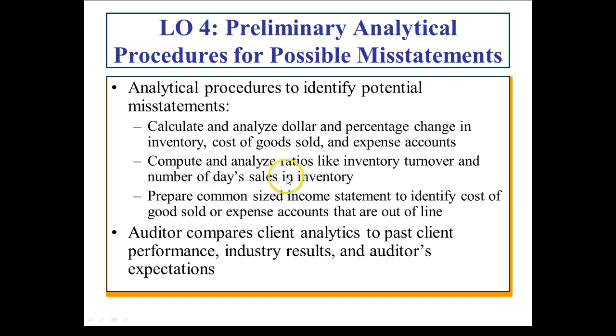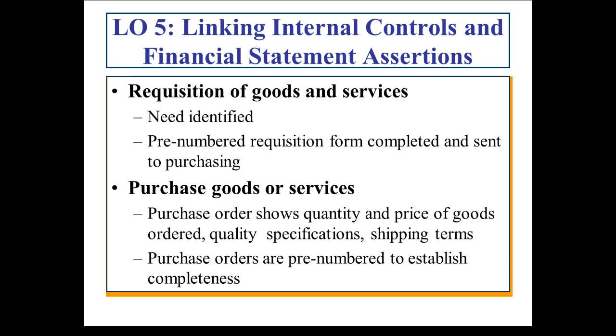We can prepare these common-sized income statements to identify cost of goods sold or expense accounts that are out of line. So these common-sized income statements, we can show relationships of various expenses to the overall expenses or expenses to sales to make sure that they're in line. So we're going to look at this and then from that gather evidence or information as to how to proceed with what appears to be out of line.